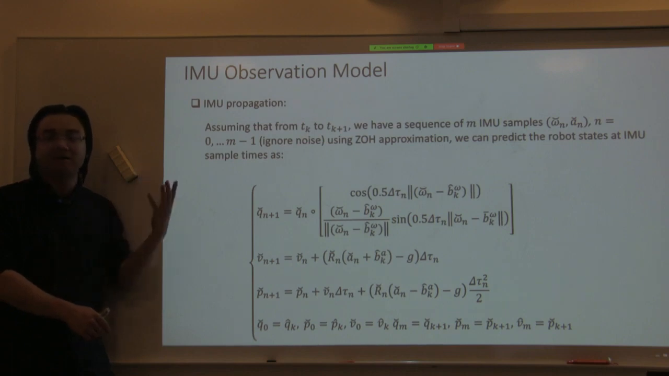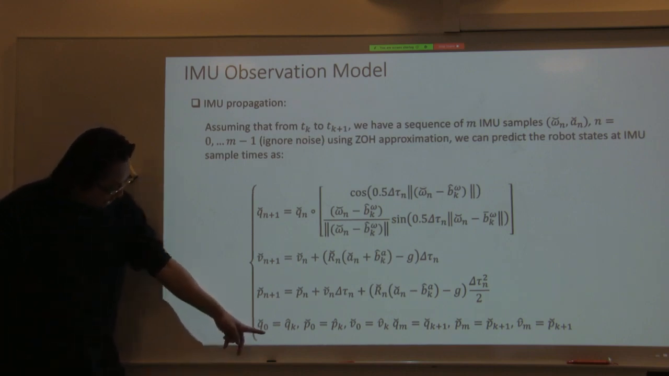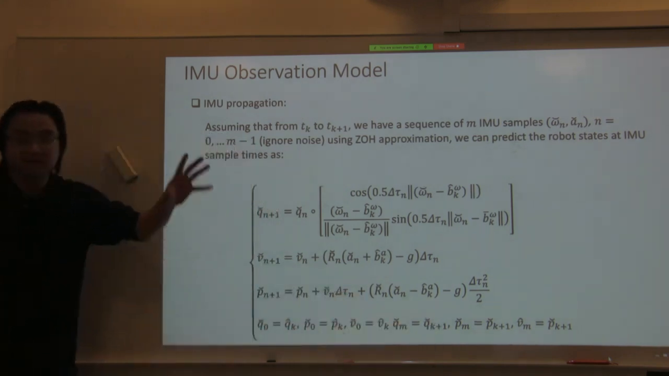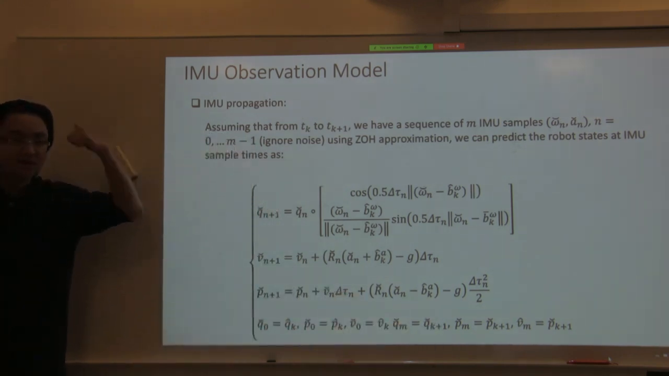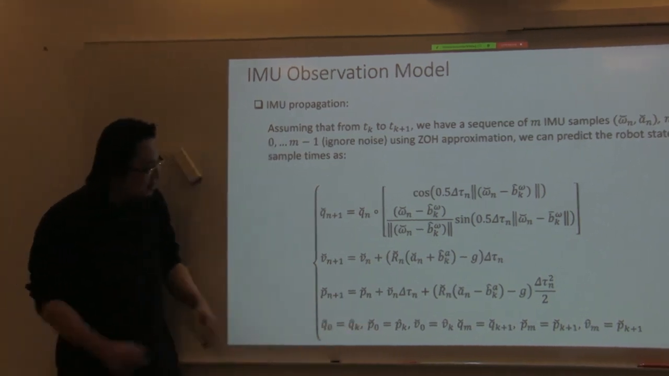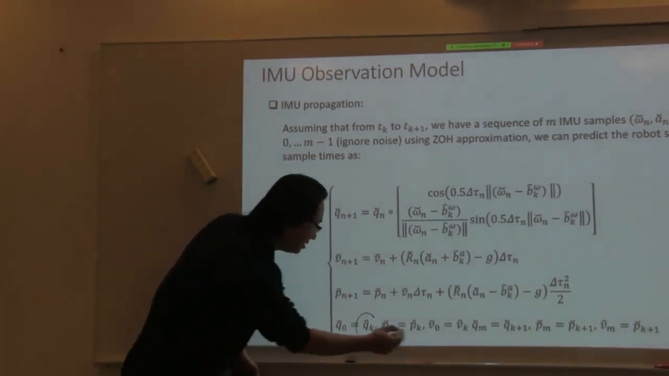Right? So that's propagation. But you need to know the starting position, the starting states. You need to know your initial position, orientation, and velocity. This is why this line is important. You need to know this.